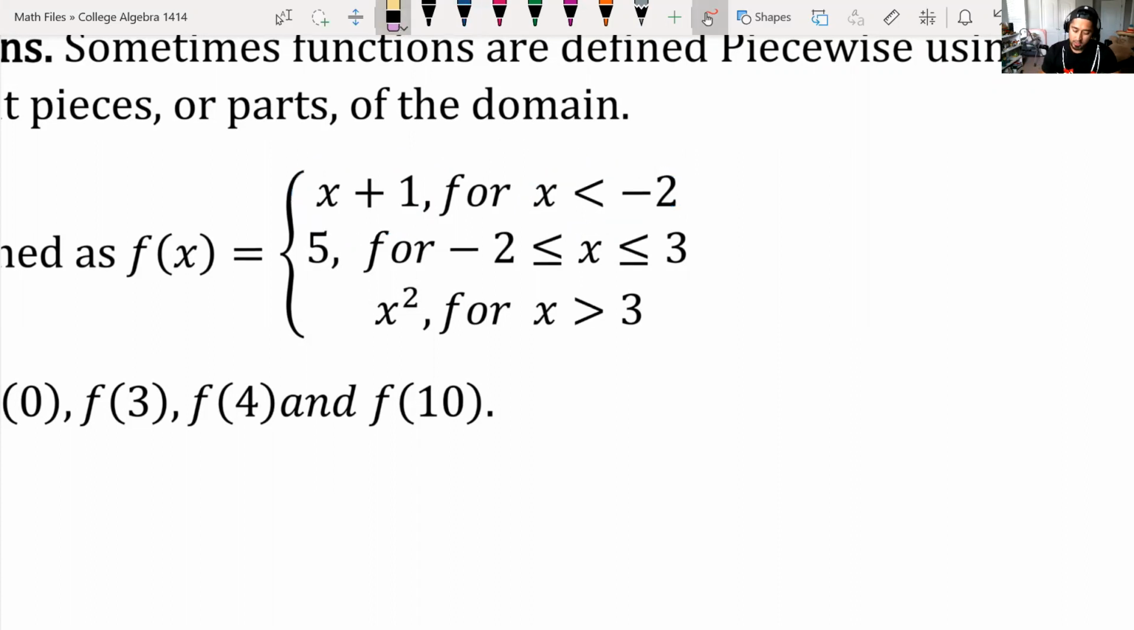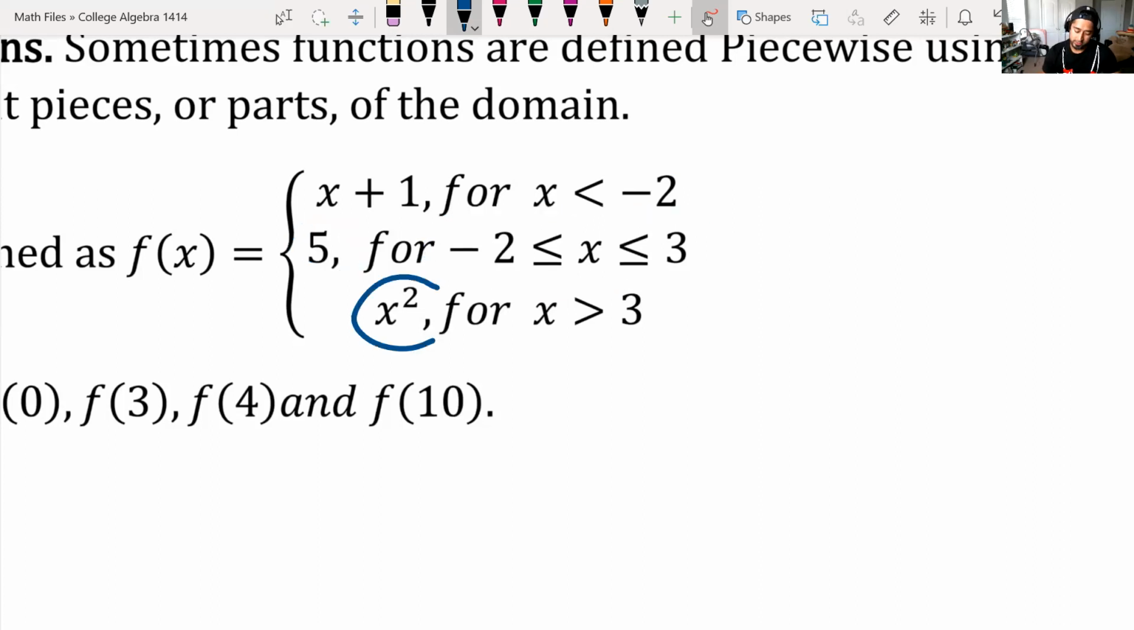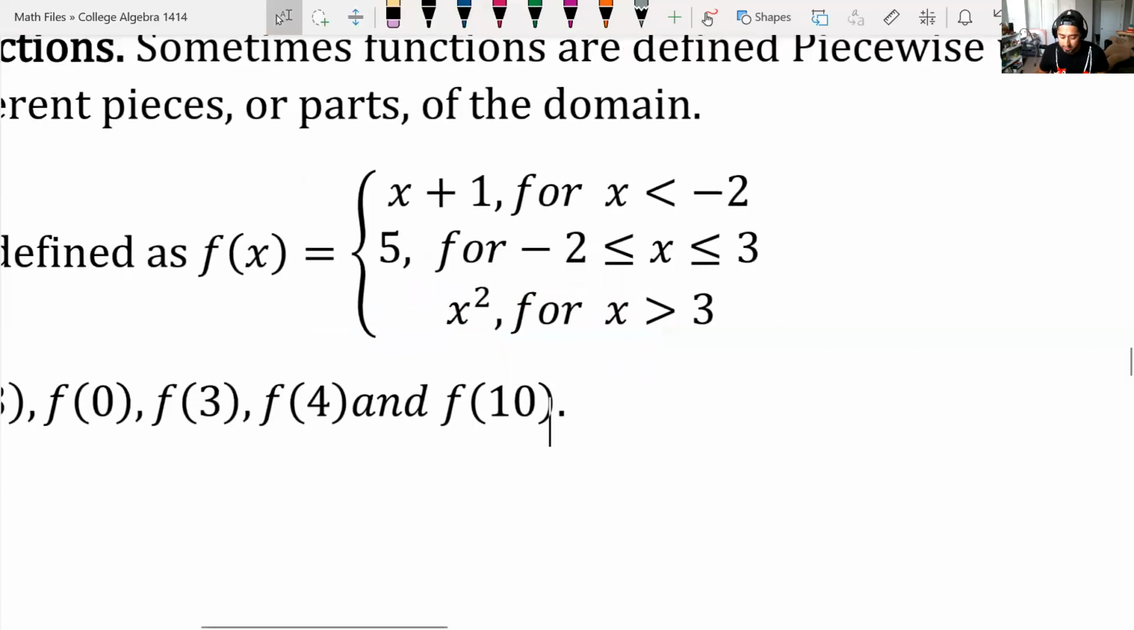Okay. But then, for the next piece, we're only allowed the output function of 5 if we are given x values between -2 and 3. And then for the last one, we're only allowed to use the function x squared if we are given values of x greater than 3. That's it. That's how it works. Know how to read the restriction, and when given a number, know how to piece it together. Knowing the number, knowing the restriction allows you to know which function to use. Okay, which means let's try it out.